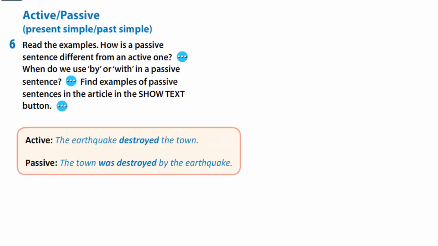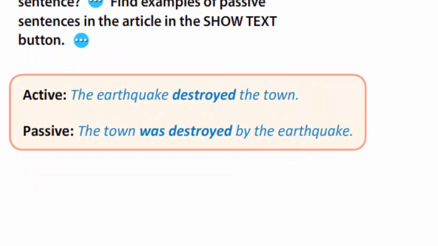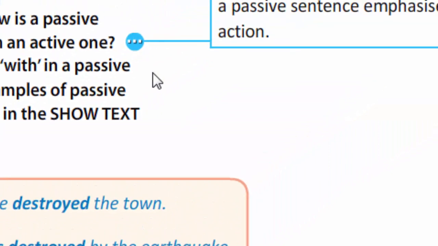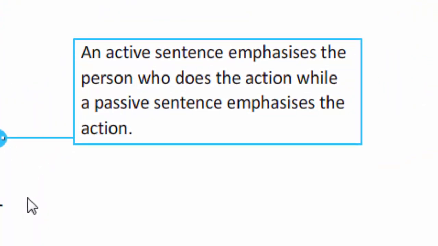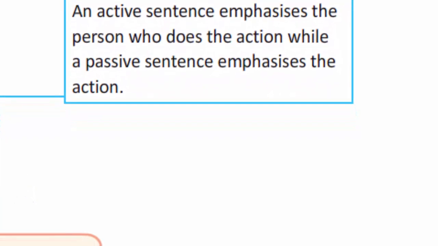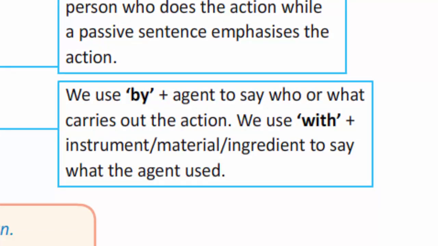Now let's remember active and passive voice. Exercise 6. Read the examples. Active. The earthquake destroyed the town. Passive. The town was destroyed by the earthquake. What is the difference? You see, an active sentence emphasizes the person who does the action, while a passive sentence emphasizes the action. You also must remember that we use by plus agent to say who or what carries out the action. We use with instrument, material, ingredient to say what the agent used.